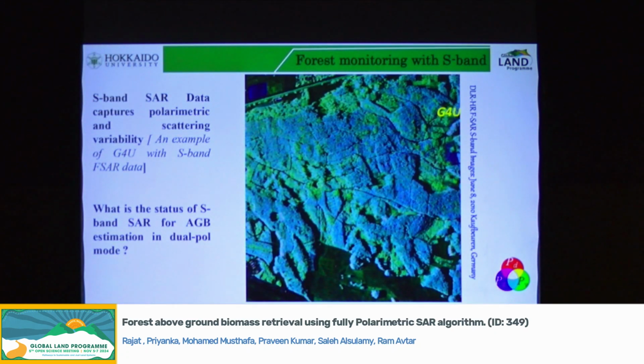This is the S-band data, and we have generated the G4U based scattering model using this S-band full polarimetric data, and we can see how it varies within the forest.